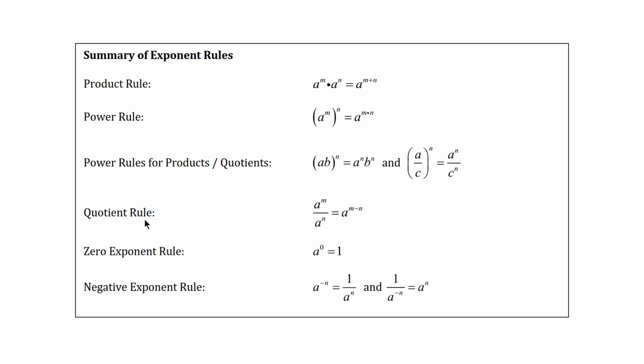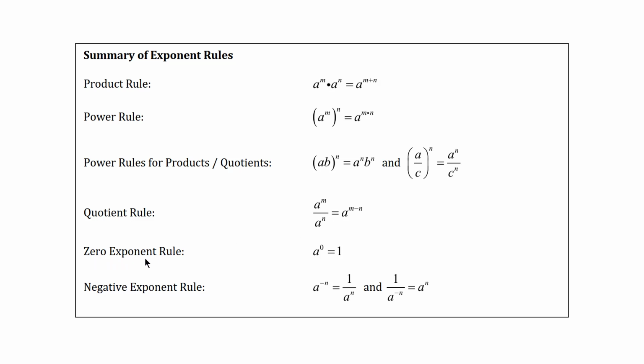Next, we have the quotient rule. We have a to the m power over a to the n power. This is equal to a to the m minus n. So whenever we're dividing the same bases, we just take the base and subtract the exponents from one another.